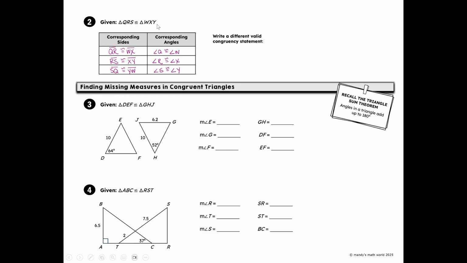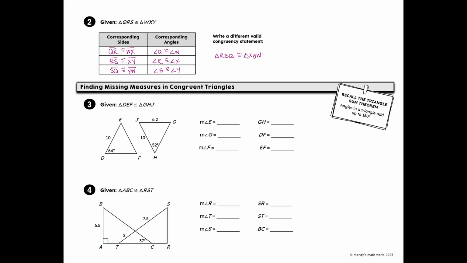And a different valid congruency statement could look like this. Triangle RSQ is congruent to triangle XYW, right? So I just changed the order, but I made sure that, for example, in this first statement, if R is in the second position here and I move it to the first, then X is in the second position here and I move it to the first. Okay. So now let's move on and we're going to find missing measures in congruent triangles.